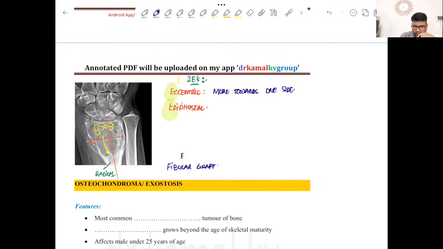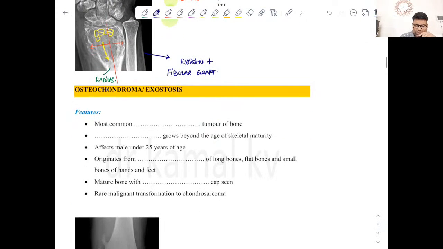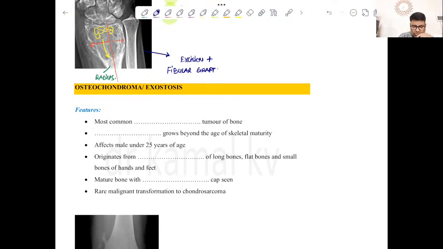So this is for giant cell tumor of lower end of radius, right? So for this particular case. Then another is osteochondroma, which is also known as exostosis.